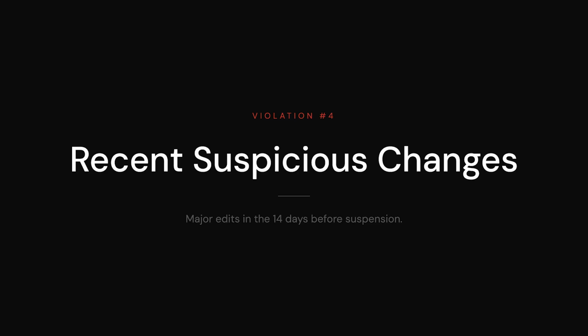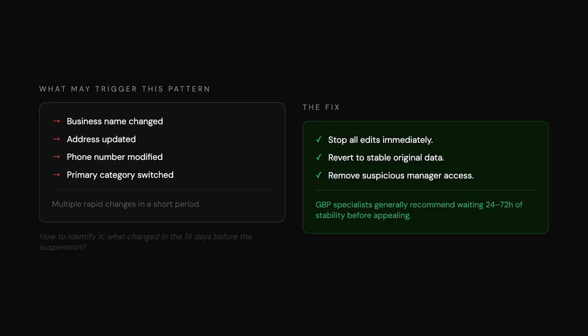The next violation is about the recent suspicious changes that you could have made on your Google business profile. Frequent or rapid changes to key profile fields, business name, address, phone number, primary category may trigger an automatic suspension. Google's system may flag profiles where major information changes quickly, as this can indicate the profile has been compromised or is being manipulated.